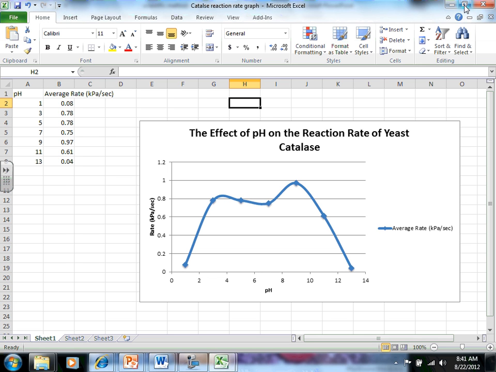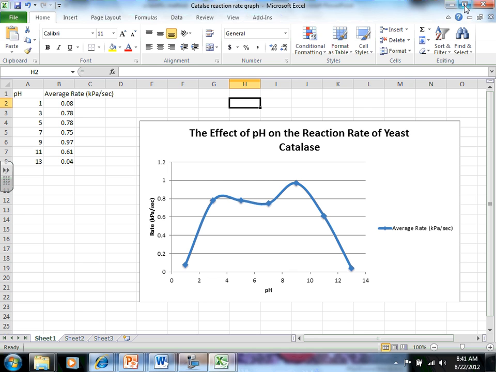This graph came from that enzyme experiment back there on the back wall. What did we say the independent variable was back there on that experiment? What were they trying to figure out? Well, what does the title say? The effect of pH on yeast catalase. So pH would be the independent variable, right? It's the thing they were manipulating, the thing they were changing.